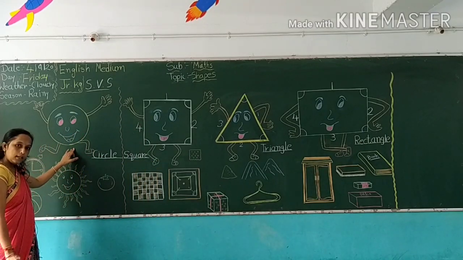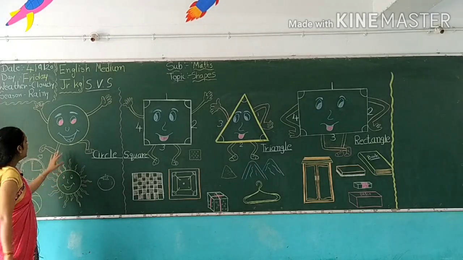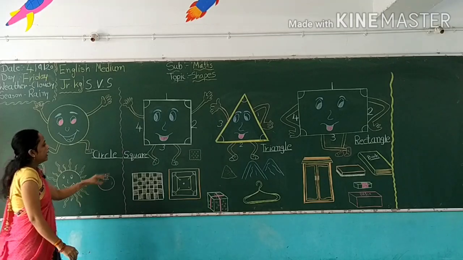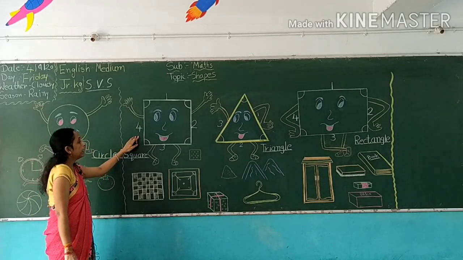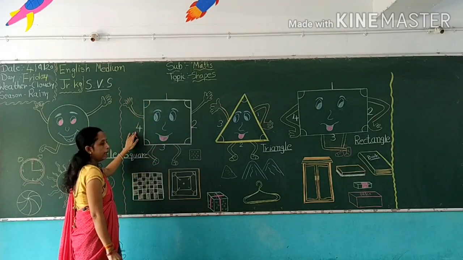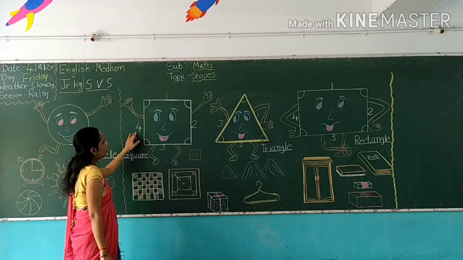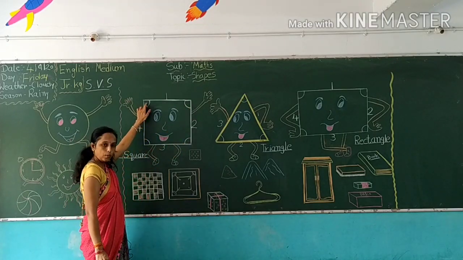This is a circle. A circle has no sides and no corners. And which shape is this? This is a square. It has 4 sides, 1, 2, 3 and 4. And it has 4 corners, 1, 2, 3, 4.